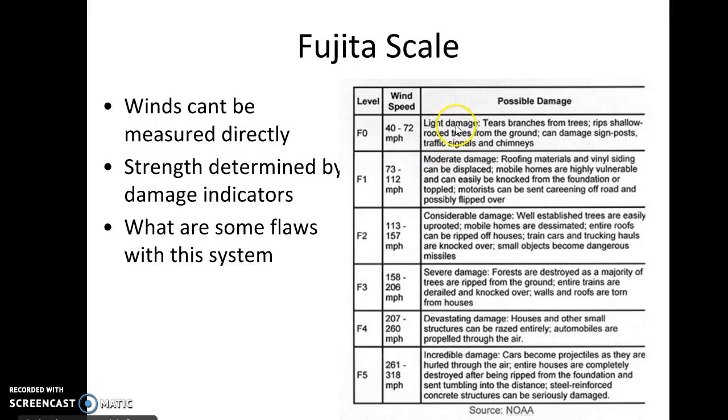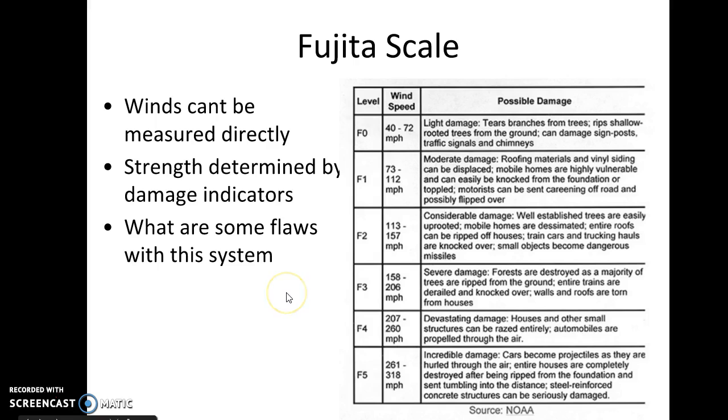So for example, in F0, very light damage, tears branches from trees, rips shallow-rooted trees from the ground, etc. And we can judge wind speed based on the damage. So the wind speed isn't measured directly, it's assessed by the damage after the fact. If we look at F5, the most destructive, incredible damage, cars become projectiles as they are hurled through the air, entire houses are completely destroyed after being ripped from the foundation and sent tumbling into the distance. Steel reinforced concrete structures can be seriously damaged. So this is the Fujita scale, 0 to 5, 5 being the strongest.